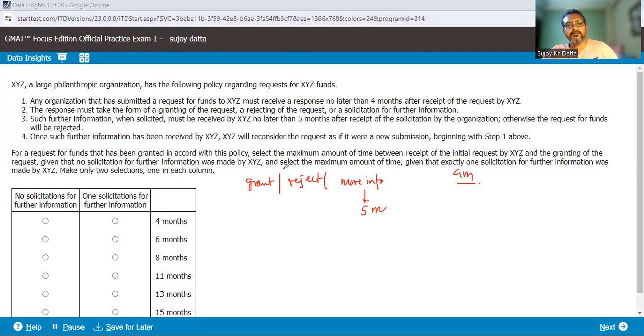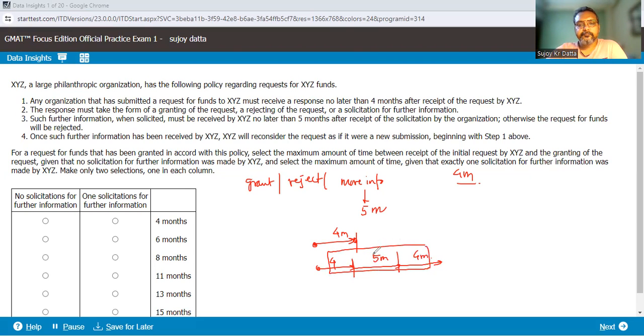Okay. So if there was no request, receipt of the initial request, granting of the request. So initial request, then 4 months later, it gives you a response and then accepts the funds. Or 4 months later, it asks for more information. 5 months later, it gets that information. 4 months later, again, it accepts. So 13, 13 and 4. So no solicitations required for this is 4 and 1 required. So that's 13. Next.